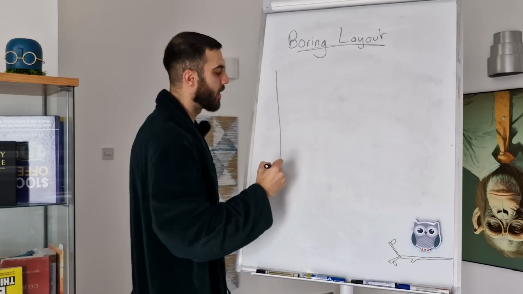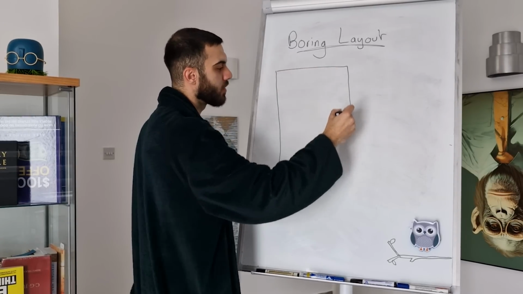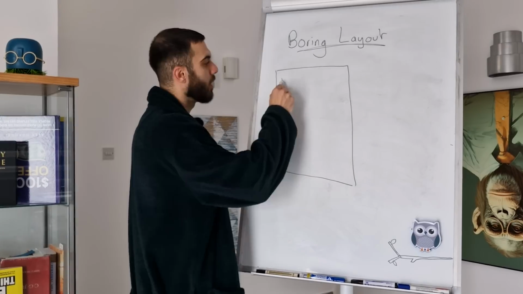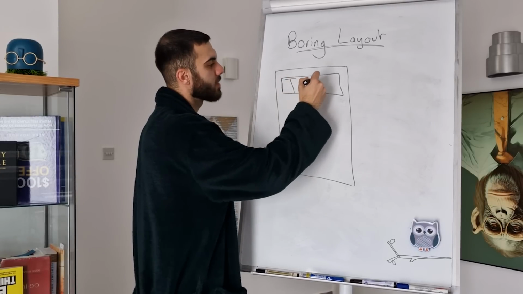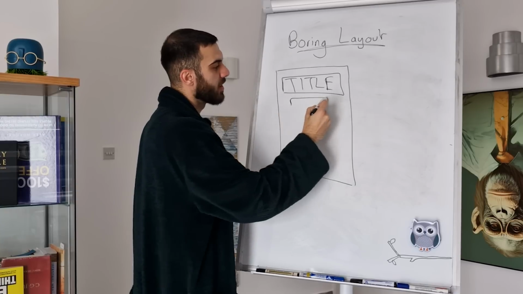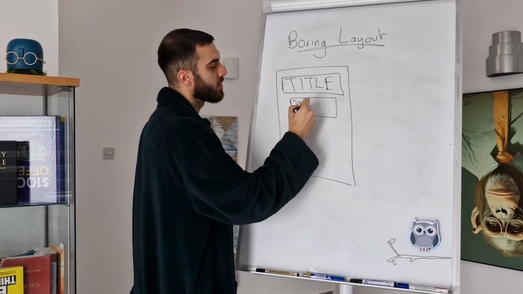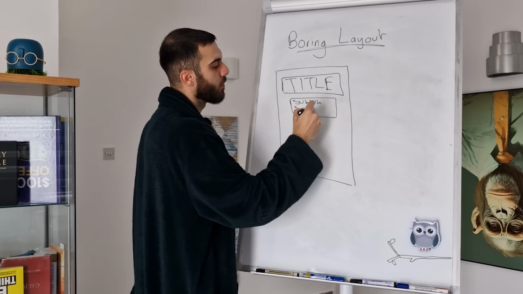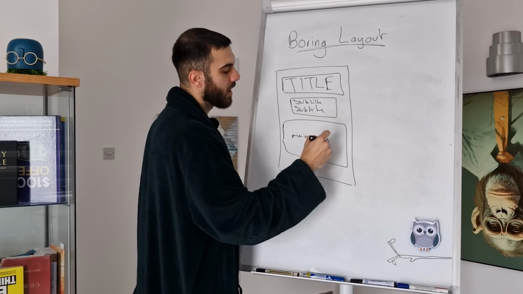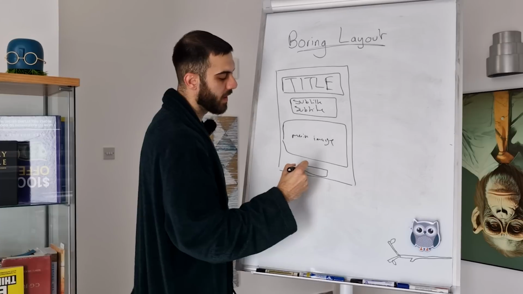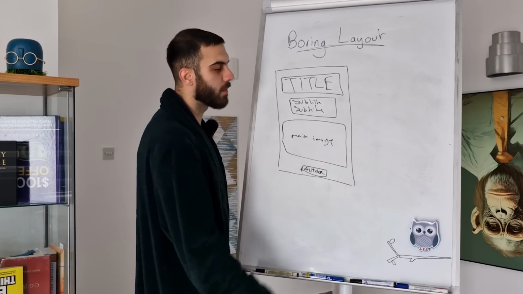This is a boring layout, and I guarantee most of you guys are using this right now. This is your book cover. Up here, this square is your title. So whatever your title is, here's your title right here. Then underneath it is your subtitle. So here's your subtitle right here. Then what's underneath it? This is your main image, and then right here is your author name. This is what almost every publisher is using.